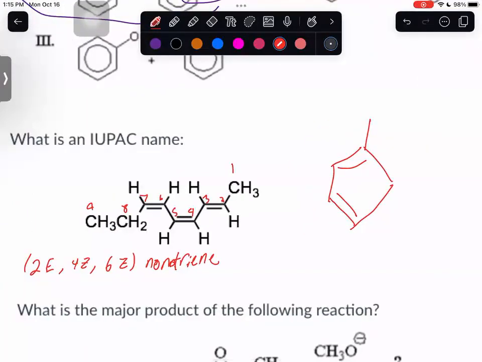For the double bond between carbons 4 and 5, they're both pointing up, so it's Z, cis. And the one over here, they are both pointing down, so it's also going to be cis. Again, we're just looking for priority ones on the left and right sides of the double bond. That's it.